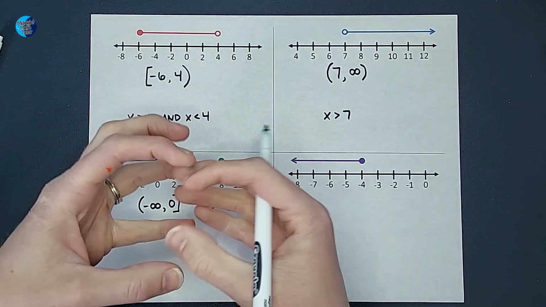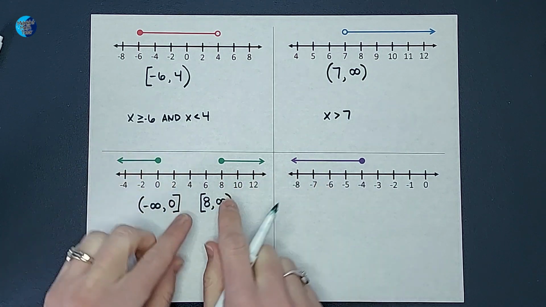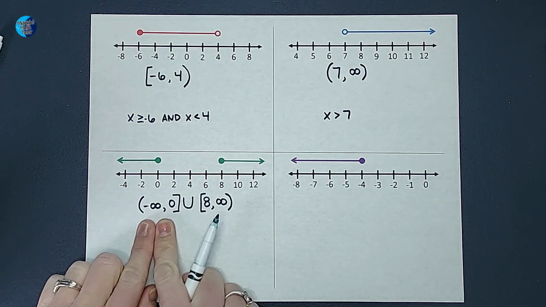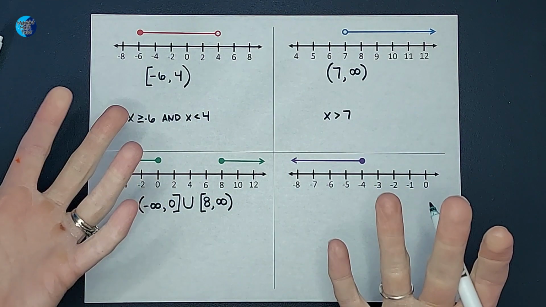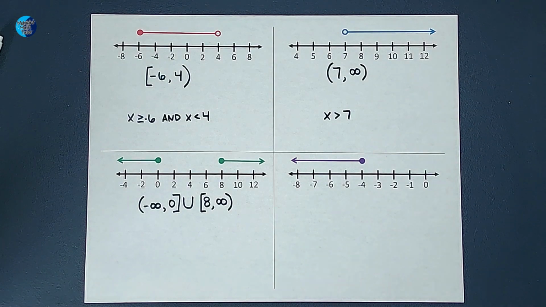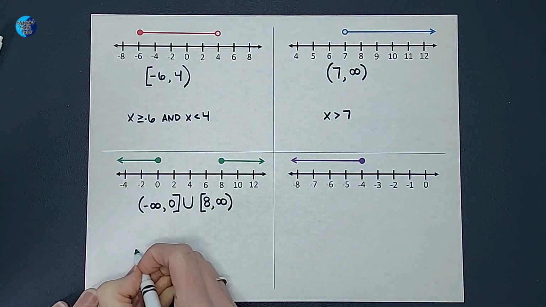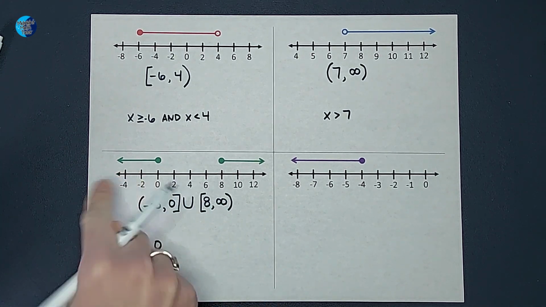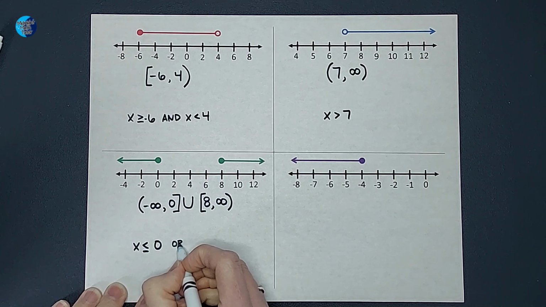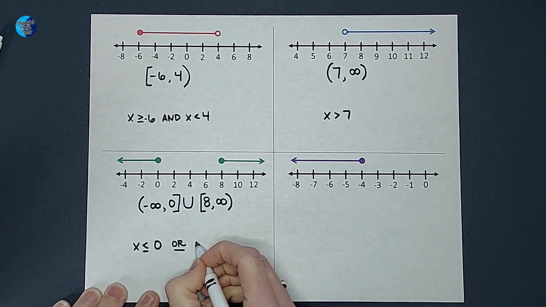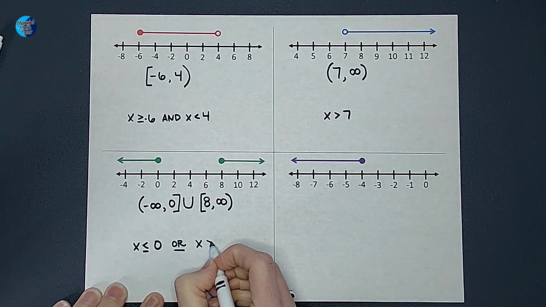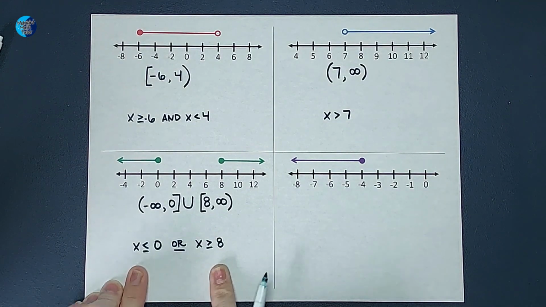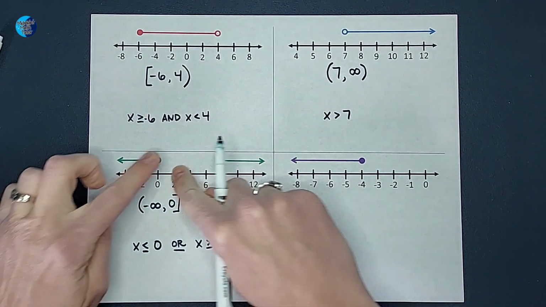Now we want to somehow signify that these are together. These aren't two separate answers. So we put a U in the middle, which is for union, meaning it's this one or this one to satisfy our inequality. Now, what is our inequality? Well, we know that this one, x must be less than or equal to 0. That is that one. Or this one, x could also be greater than or equal to 8. So that is the inequality. That is the interval notation, and that is the graph.